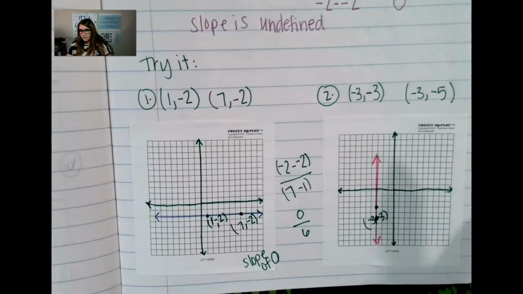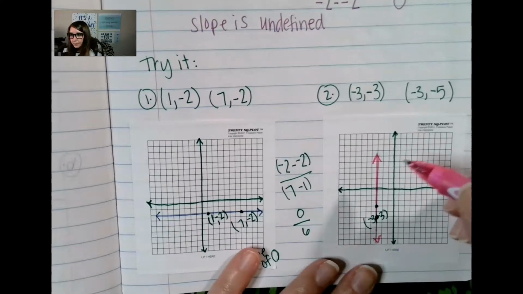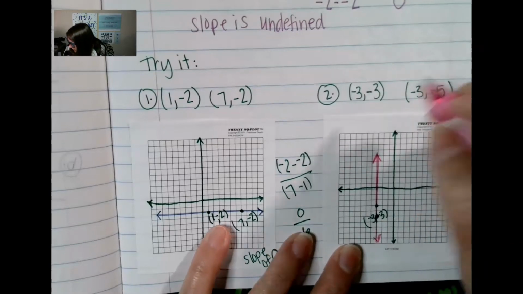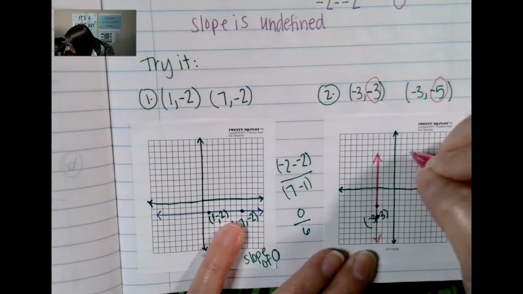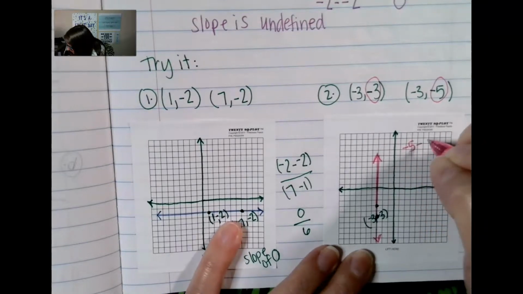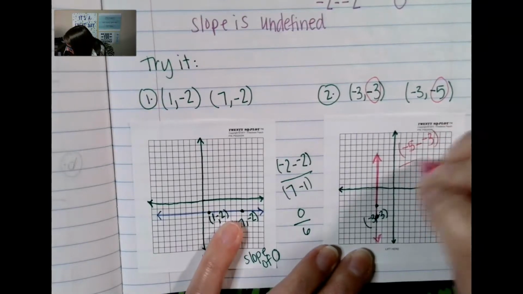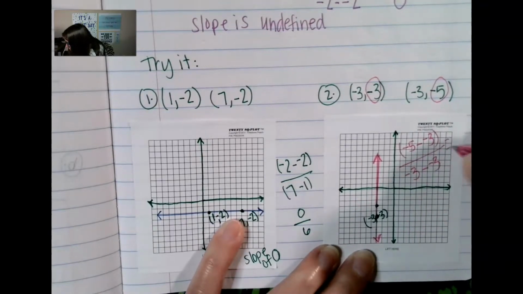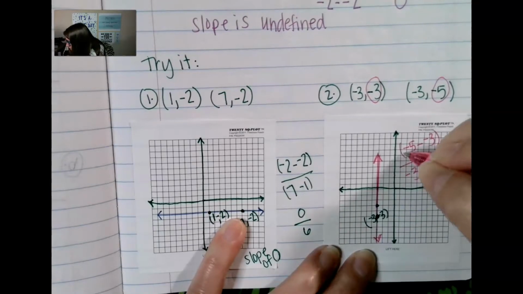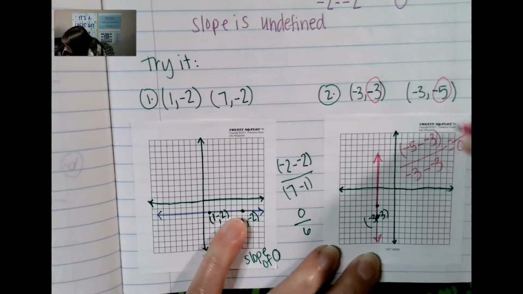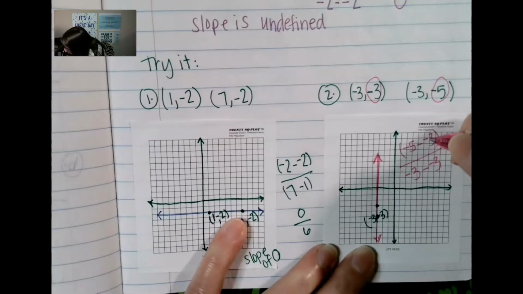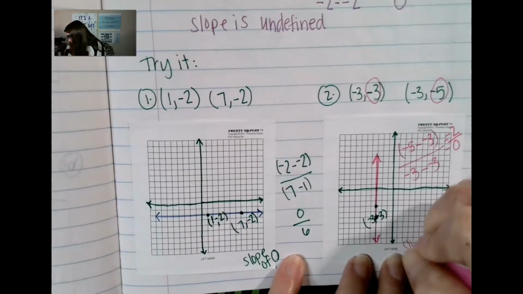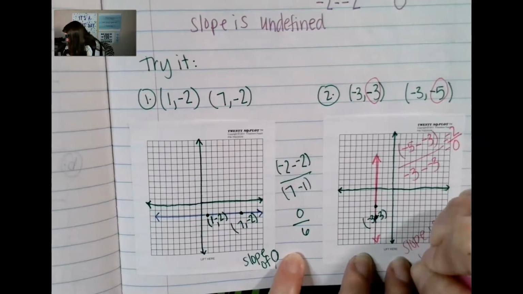is undefined. So when I subtract negative 3 and negative 5 first, so I have negative 5 minus a negative 3, and then on the bottom I have negative 3 minus negative 3. That means that my bottom number is 0. My top number, I have negative 5, I remove negative 3, so that gives me negative 2. That means this slope is undefined.